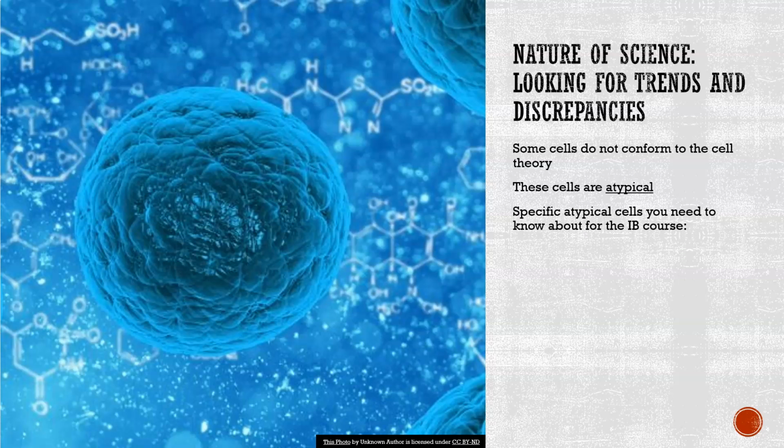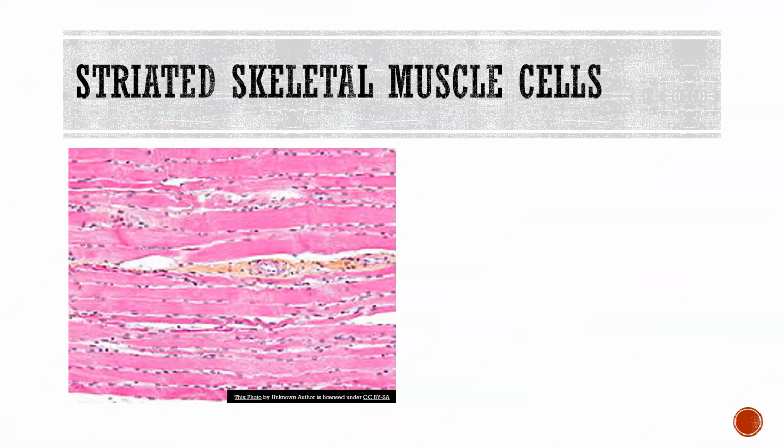Now part of your course you need to focus on some certain atypical cells. They are your striated skeletal muscle cells, your aseptate fungi, and some giant algae. So we'll look closely at these now.